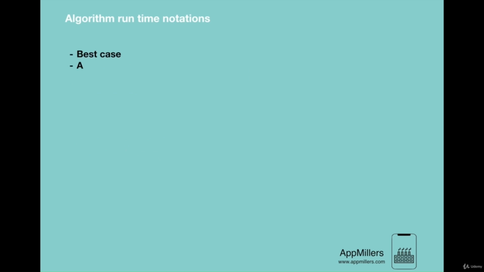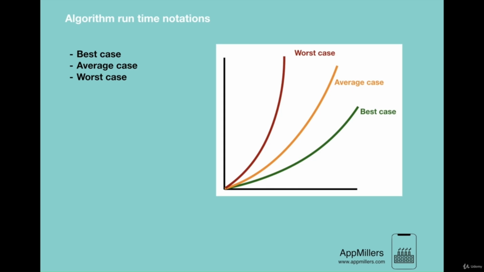These are the best case, the worst case, and the average case. Let's say for an algorithm it takes 1 minute to execute in the worst case scenario. In the best case scenario, it takes just 5 seconds to execute. And finally, in the average case scenario, it takes 30 or 35 seconds to execute. So with the help of these three notations, we can define the best, the worst, and average cases of an algorithm.